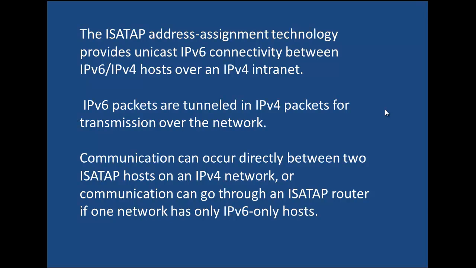The ISATAP address assignment gives you IP6 connectivity again between the version 6 and the version 4 host over the IP4 intranet. Again, as we said before, the communication can occur directly between the two hosts, or you can go through the router that we looked at.